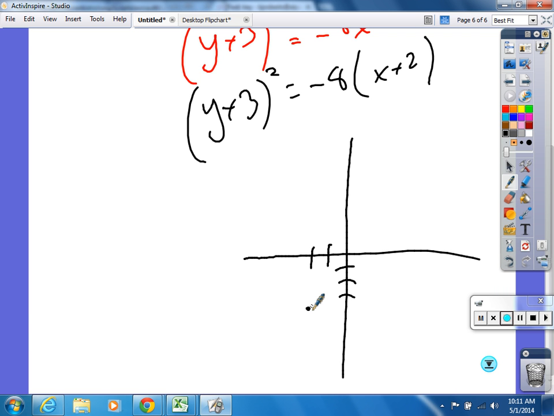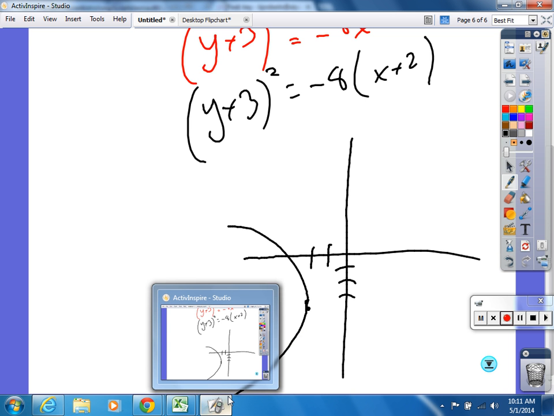So now, with that being said, how do I know what kind of graph this is? Is this an up graph, a side graph, a down graph, or another side graph? Is it going to be facing your right-hand side, or is it going to be facing your left-hand side? I believe it will be facing left because this guy is negative. So therefore, basically, that way.